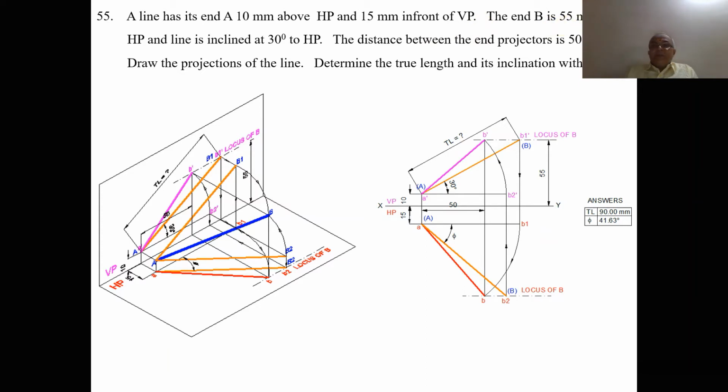The end B is 55 mm above HP and the line is inclined at 30 degrees to HP. The distance between the end projectors is 50 mm. Draw the projections of the line and determine the true length and its inclination with VP.